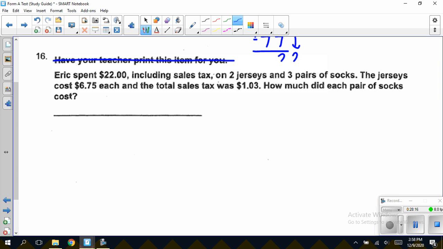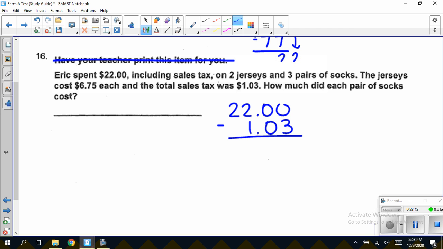So for this question, this is from 5.8, so we know that we have to work backwards. And we know normally with sales tax, we would have to add that on to find our total cost. Well, they've already added the sales tax onto this, so we actually need to take it away. So we need to take $22 and we need to subtract our sales tax, which was $1.03.